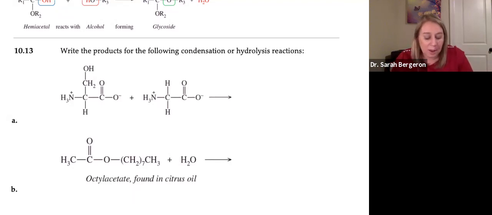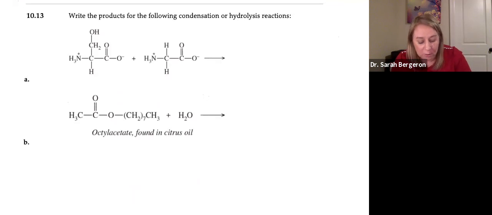So in this case, I look at this and you should automatically recognize I have an amino acid, right? NH3, and I have a C double bonded to an O, and I have a carbon, right? So I'm going to have a condensation reaction here. So we're going to say condensation.